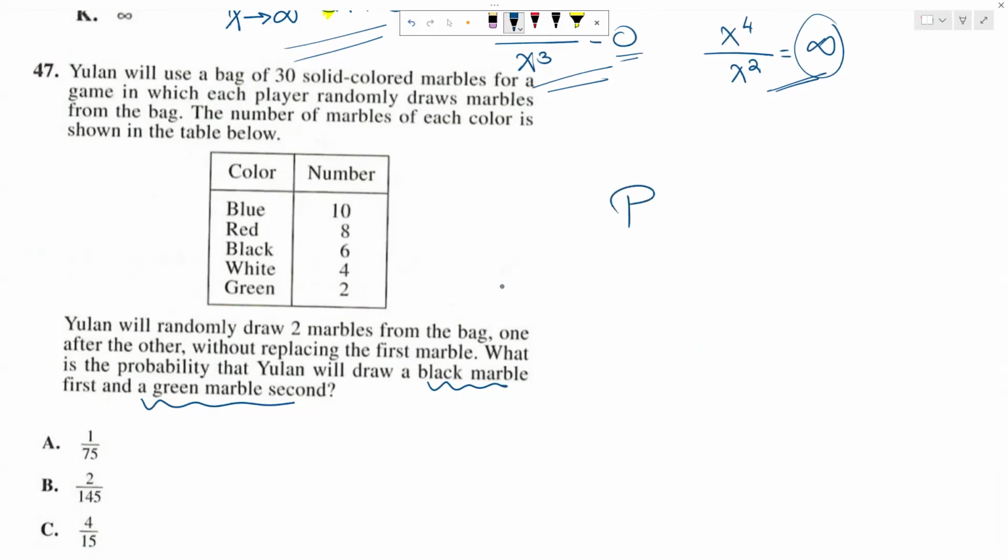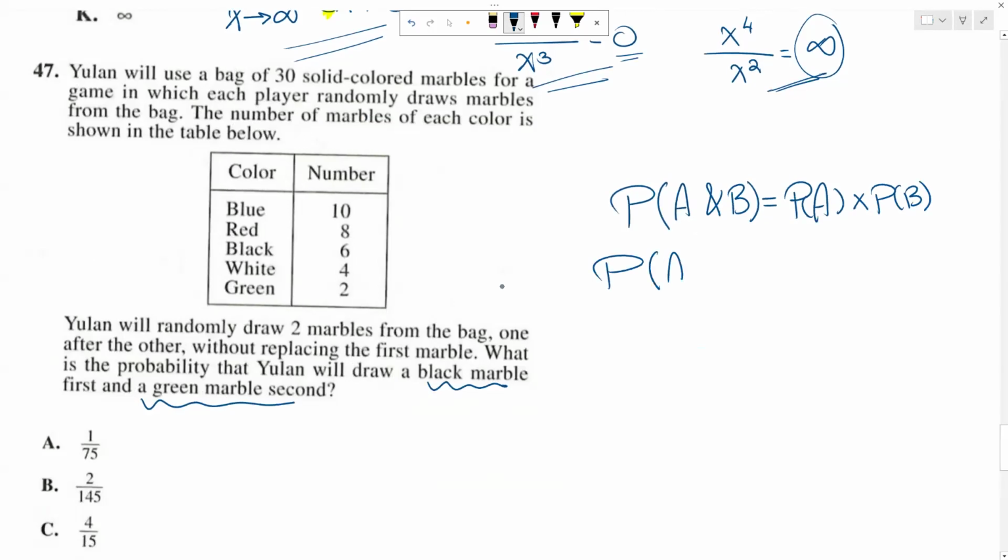We already discussed that if I need the probability of something and something else, I'll get the probability of the first and then multiplied by the probability of the second. But if I would like the probability of something or something else, I'll get the probability of the first plus the probability of the second. So let's apply this over here.